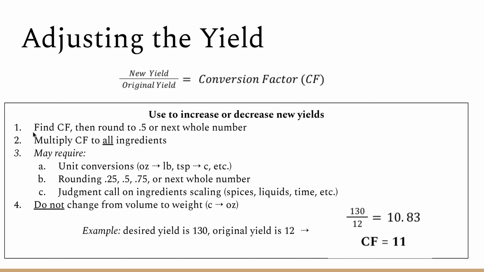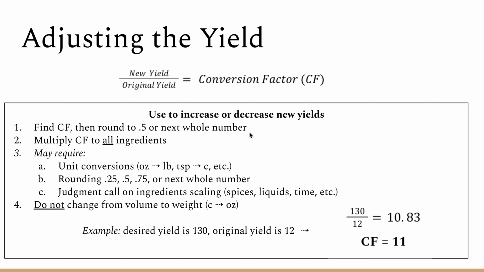So you find your conversion factor and you analyze that number, and you either round it to 0.5 or to the next whole number. That is for ease of calculation and to ensure that you are going to get enough product. So rule of thumb, if you're in between 0.01 and 0.49, I highly recommend just rounding up to that 0.5. Or if you are in between 0.51 to 0.99, go ahead and round up to the next whole number.